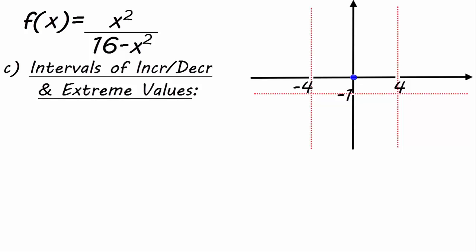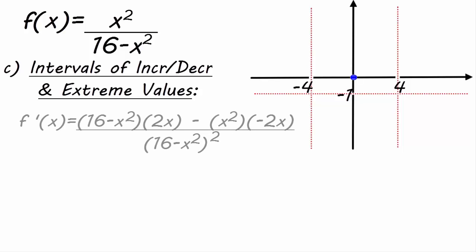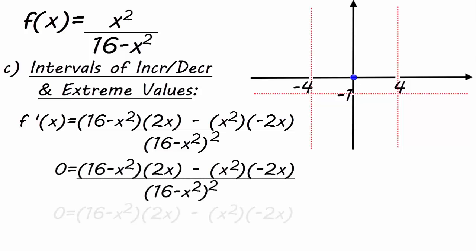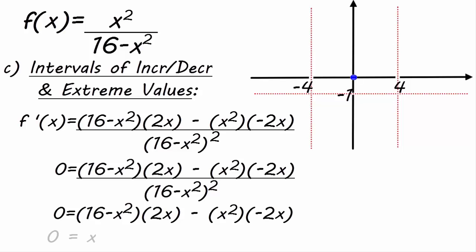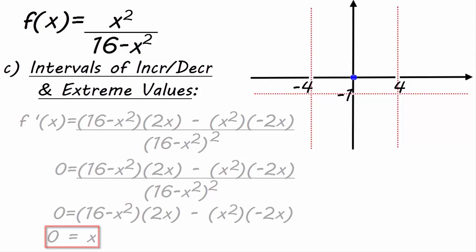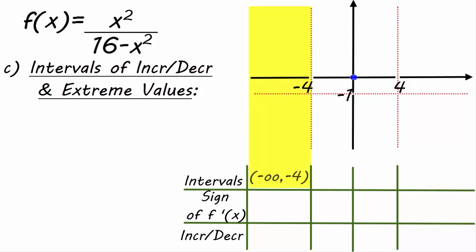To determine the intervals of increase and decrease, we need the first derivative. Using the quotient rule, we get the following. Then we set this equal to 0 and solve for x. Then x equals 0. This is the critical point. Now we build a sign chart around this critical point and around the vertical asymptotes.